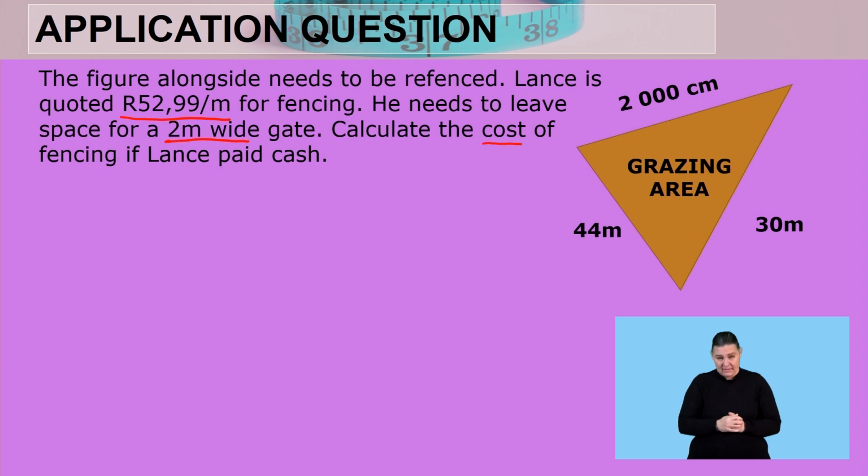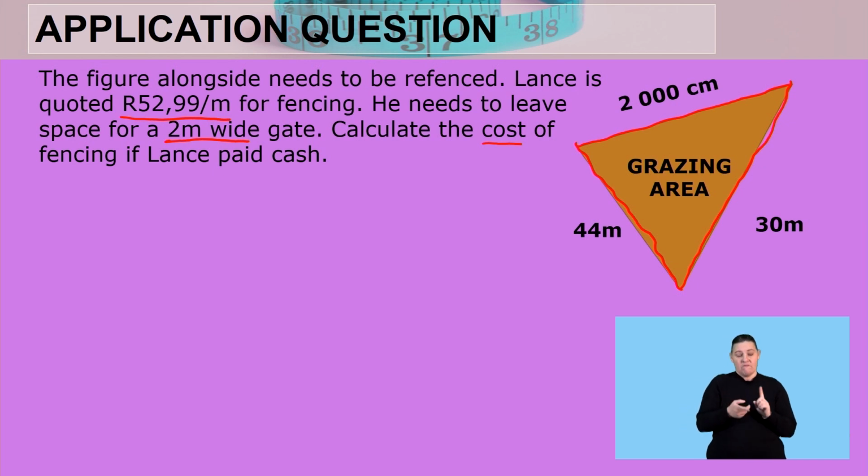Interesting question. Let's break it down. We need to find, firstly, the perimeter of the shape, because the fence goes around the perimeter. We just mark it off in red so we can see where the perimeter lies. So the fence is going around that shape. Then we've got to take away 2 meters from the perimeter, because that's for the gate. And after that, we can work out the cost.